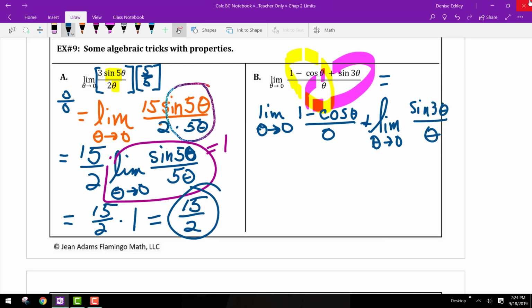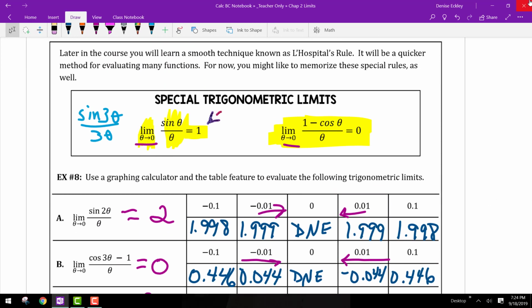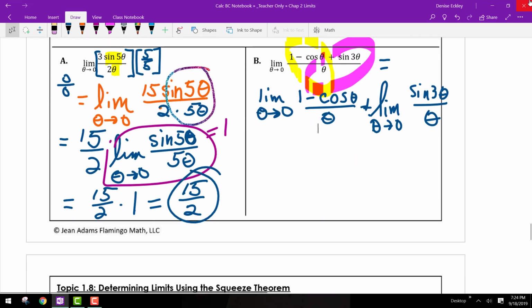I can just break that apart because you can think of them as originally being two fractions with a common denominator. The first one is really straightforward. That is our one special trig limit, so I know the first part equals 0.